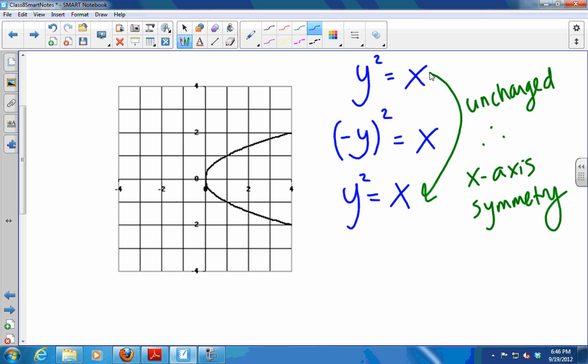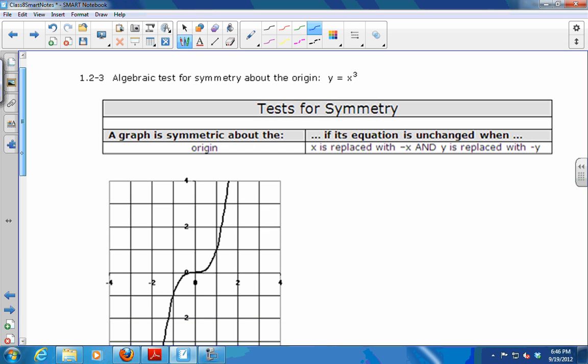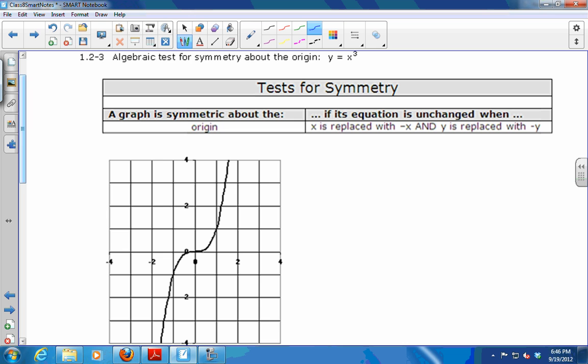Okay, so let's look at the last kind of symmetry. Origin symmetry. So here is a picture of y equals x cubed. I graphed y equals x cubed. It definitely looks like it has origin symmetry. If I did the double fold along the x-axis and the y-axis, it looks like the two pieces would match.